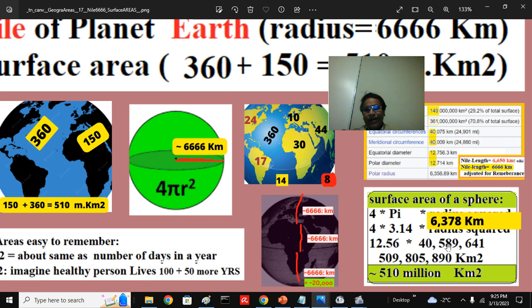40,000 is the one part, and 4 times pi. Pi is 3, 4 times 3 is 12. So actually 12.6, we make it 12. 12 times 40 will become 480. 40 times 12 is 480. Instead of that, if you round off, you make 500.